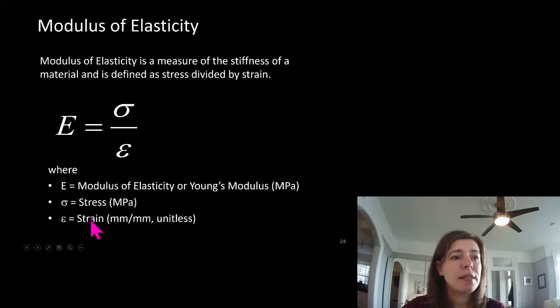So stress divided by strain. Remember, our stress is in MPa, which is newtons per millimeter squared, divided by strain, which is unitless, millimeters per millimeter. So that means E is MPa as well, or newtons per millimeter squared. Dividing out by the strain is not changing our units.